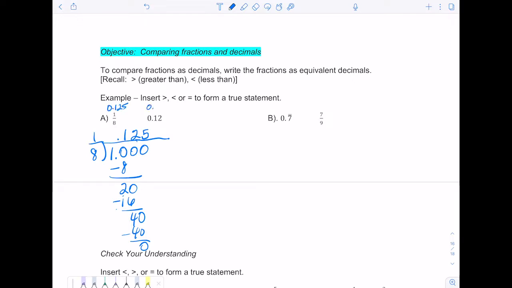0.125. And we're comparing it to 0.120. So pretend those decimals aren't there for a second. Just pretend it was 125 and 120. Which one is greater? How do they compare? So 125 is greater than 120. So 0.125 is greater than 0.120.